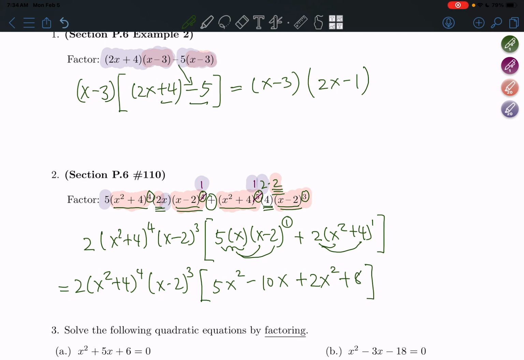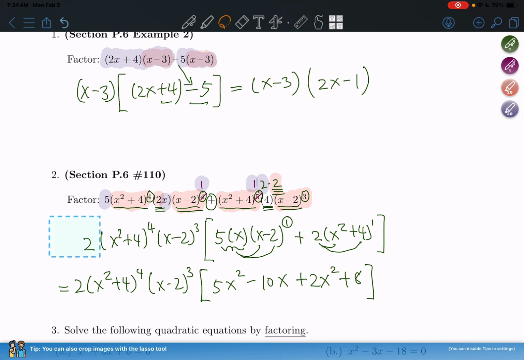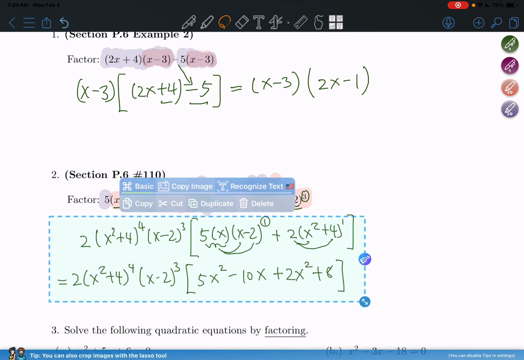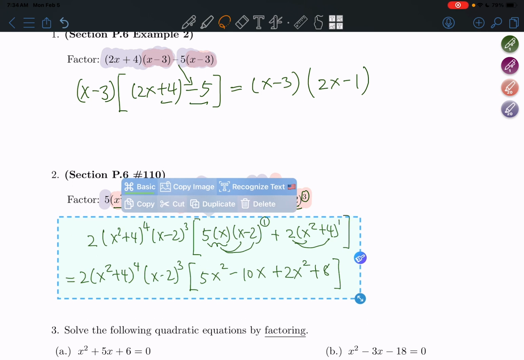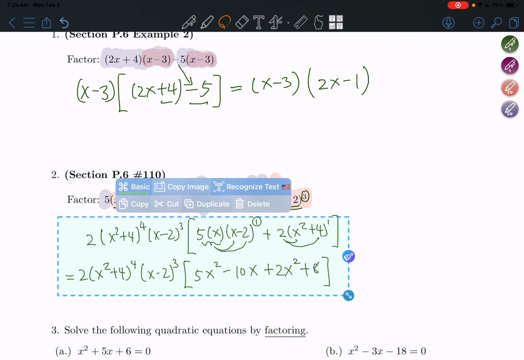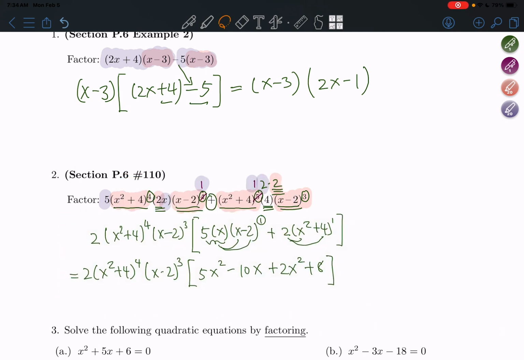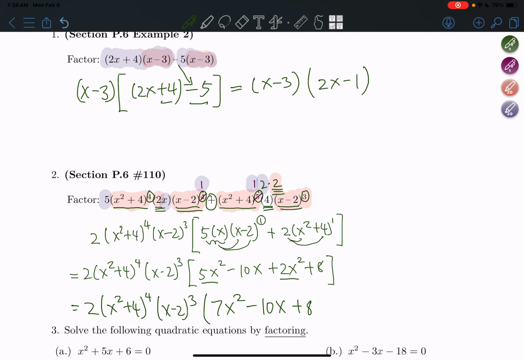Okay. Make that a little bit smaller. Maybe need one more line here. So then finally, I'm ready to finish my problem. Write this out one more time: x squared plus 4 to the 4th power, x minus 2 to the 3rd power. And all the things inside the bracket can now be simplified together. I got 5x squared plus 2x squared is 7x squared minus 10x plus 8.